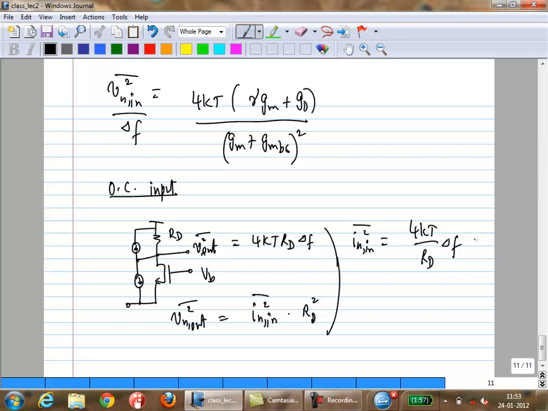Okay. So what do you notice about this actually? What do you see? What is 4kT over RD? It's the thermal noise of the resistor. What you are seeing is that noise is completely appearing at the input. Right? That you have never seen before. So this happens because the current gain of your MOSFET is actually 1. So whatever noise current you have at the output directly gets reflected at the input. Right? Which is not something you see in the common source.